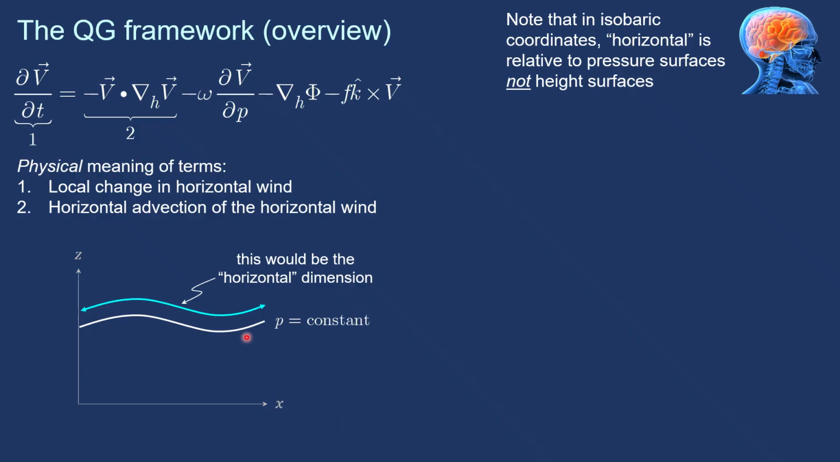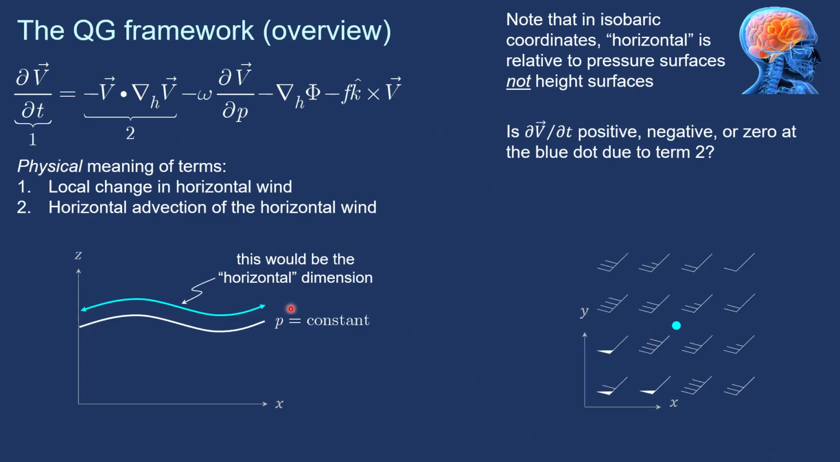So horizontal actually would have a little bit of an undulation to it that matches the undulation of the pressure surface. We won't dwell too much on that, but strictly speaking, that's what we mean by horizontal when we're using that subscript in these equations. So putting that aside, considering just terms 1 and 2, we can look at how those two terms affect one another by using a fairly simple example.